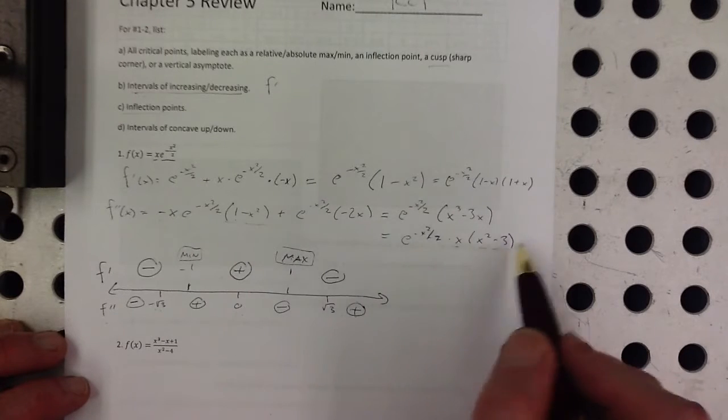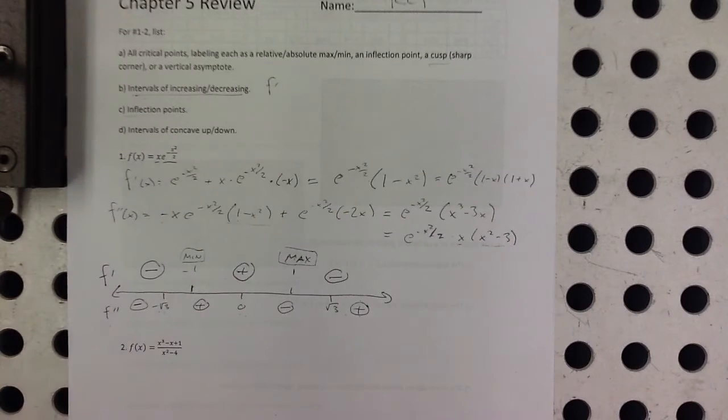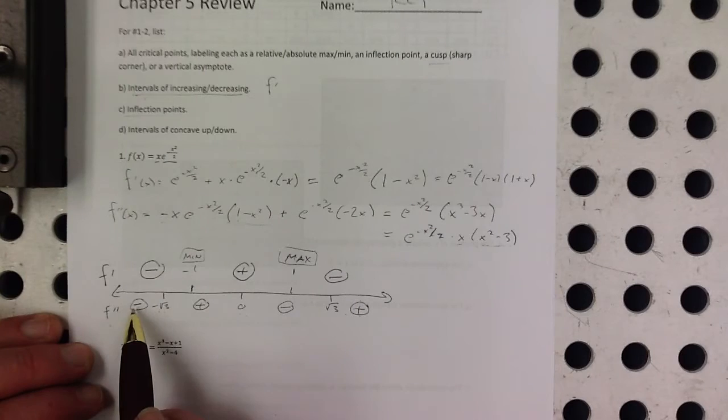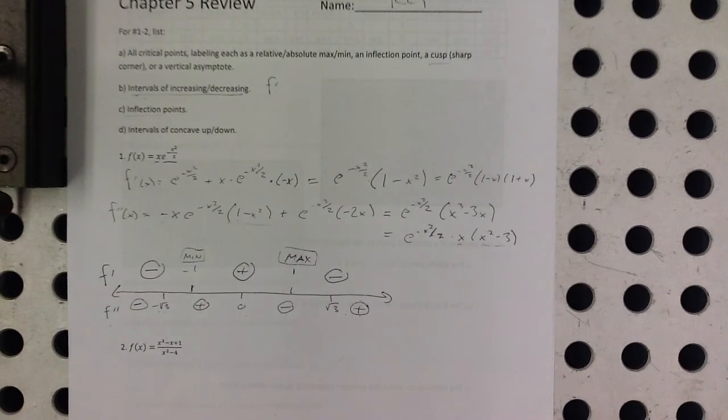Watch out for setting the second derivative equal to 0 and not changing and having signs not change. You do have to confirm that there's a sign change for it to be an inflection point. All right, and intervals concave up and down, so concave down, concave up, concave down, concave up. All right, that was fun.